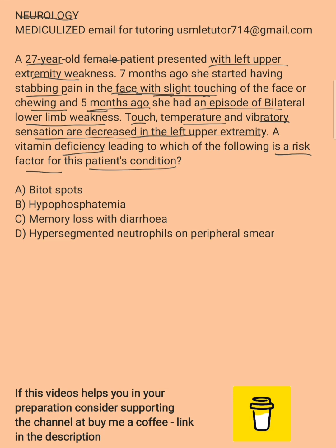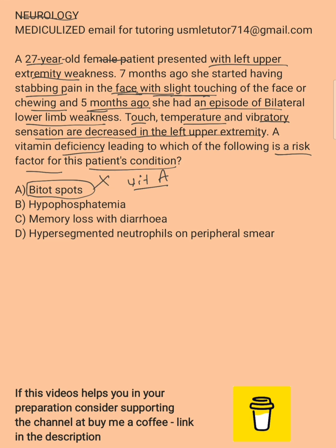And so now the thing is, they're talking about the risk factors for multiple sclerosis. Like, there is a vitamin deficiency that occurs with multiple sclerosis. So if that vitamin is deficient, which of the following is going to occur? So let's see. First they said beta spots. So these are going to be seen with vitamin A deficiency. Remember, vitamin A deficiency is not a risk factor for multiple sclerosis. So this is not going to be the right answer.